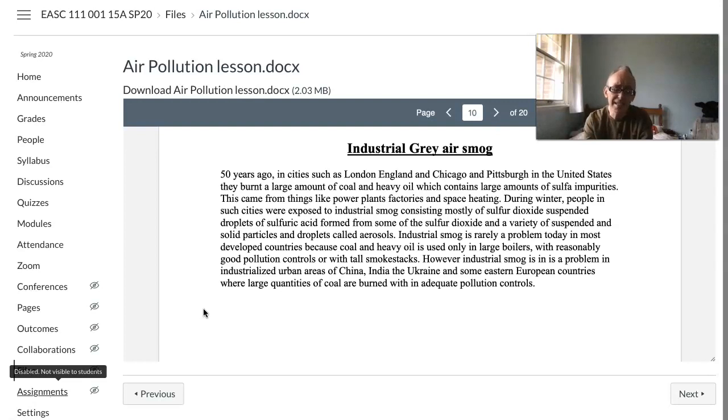However, a lot of our industry has also moved out since the 1970s. We've had a lot more deindustrialization, with a lot of our manufactured goods being produced overseas. So we see urban areas of places like China and India and some of the Eastern European countries like Ukraine suffer from industrial grey air smog at this moment.